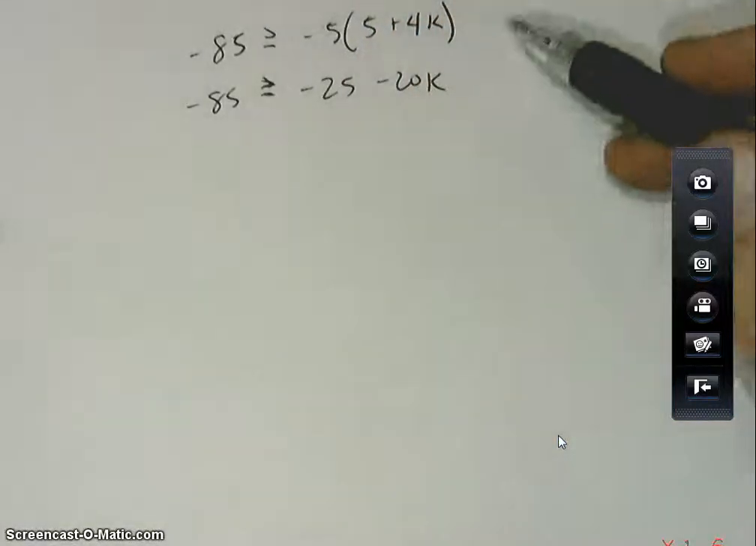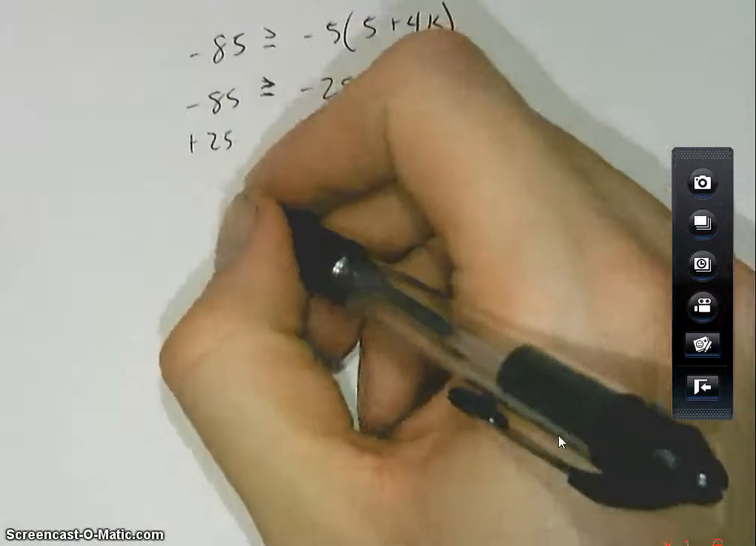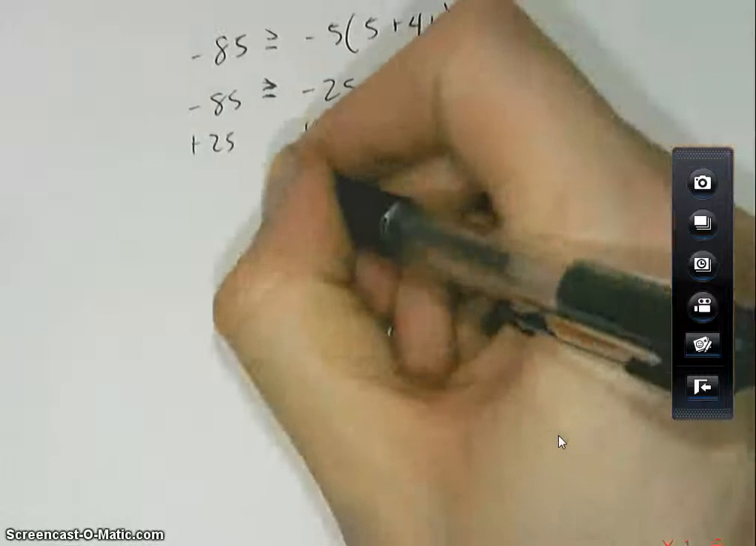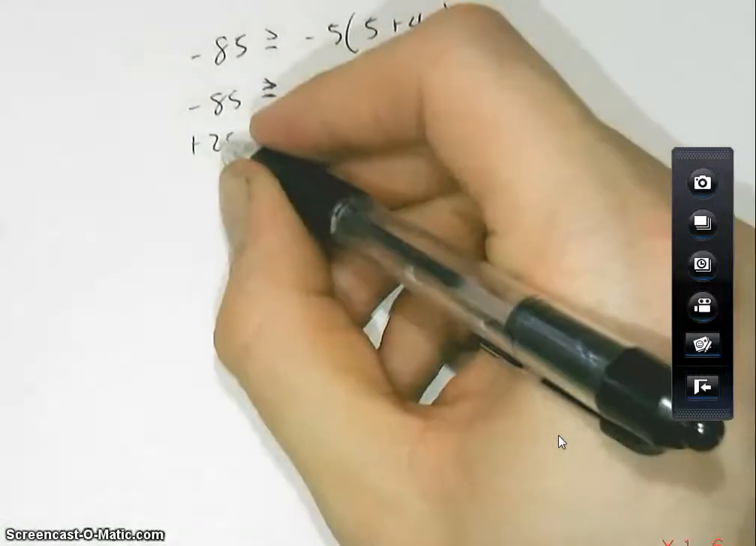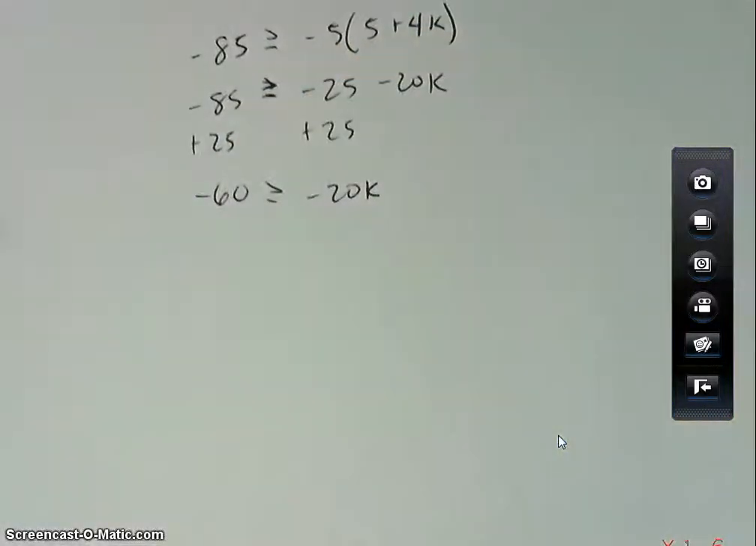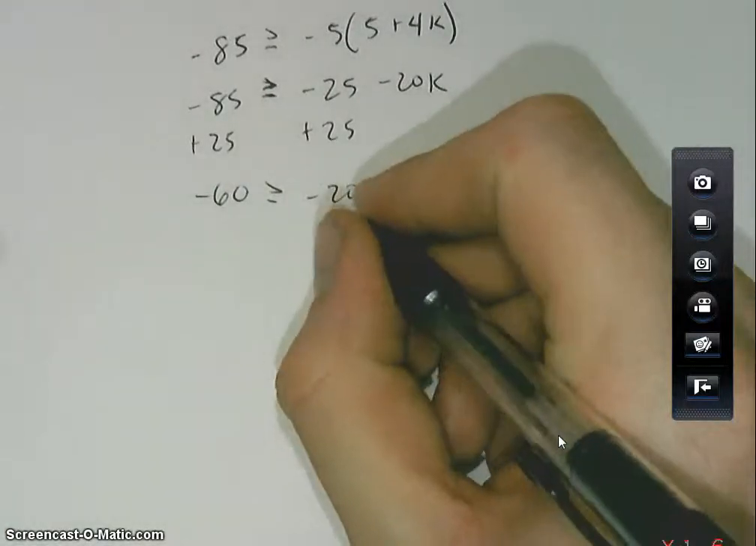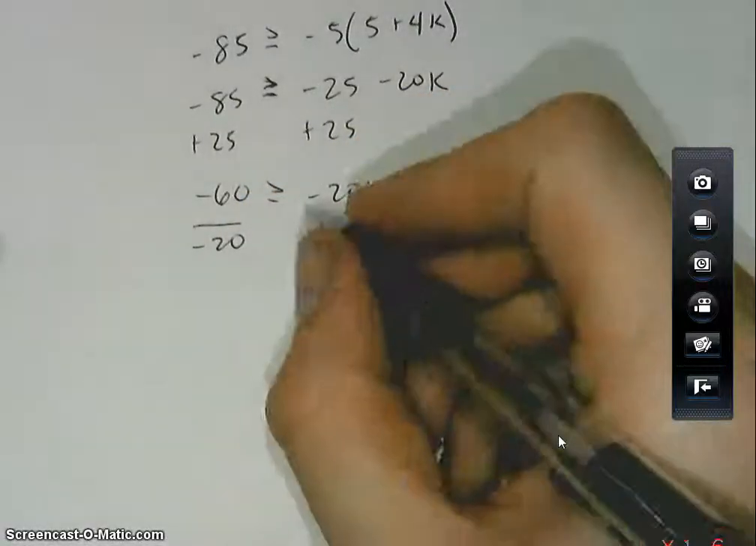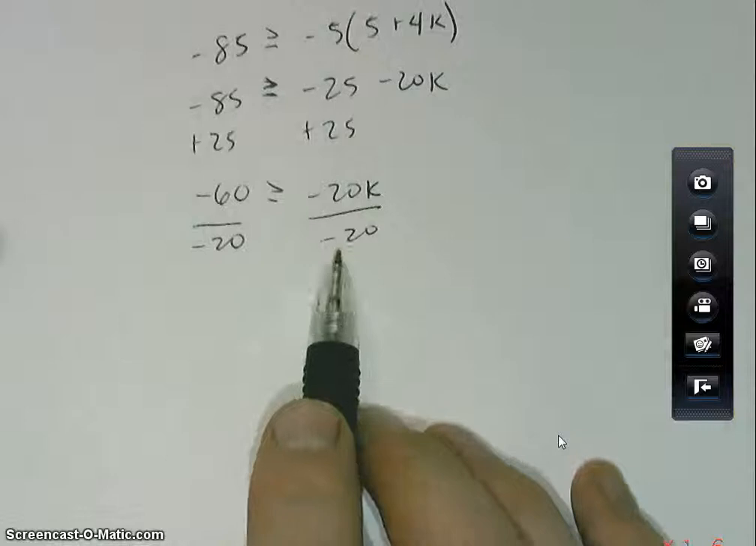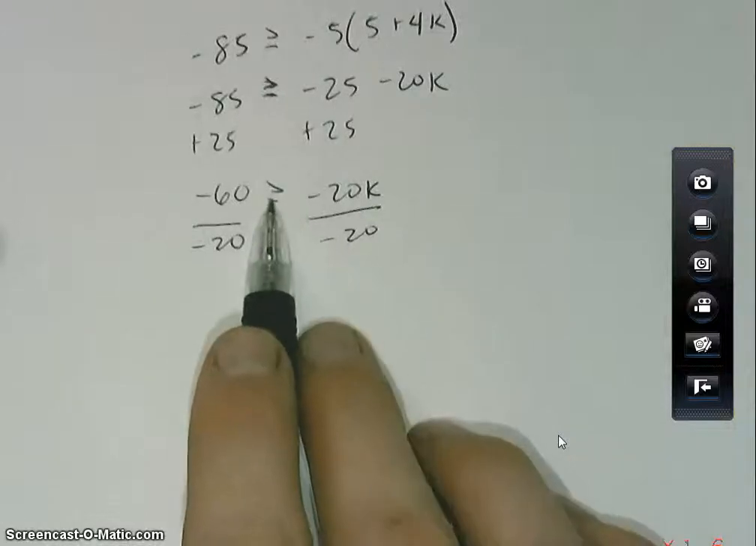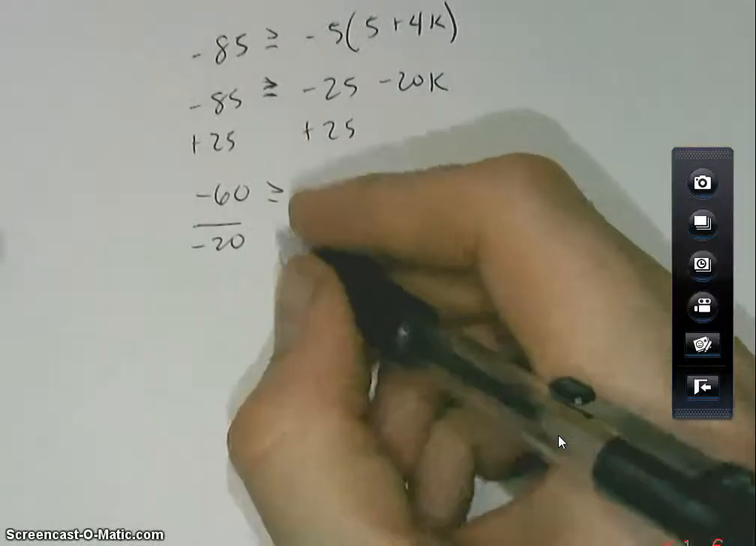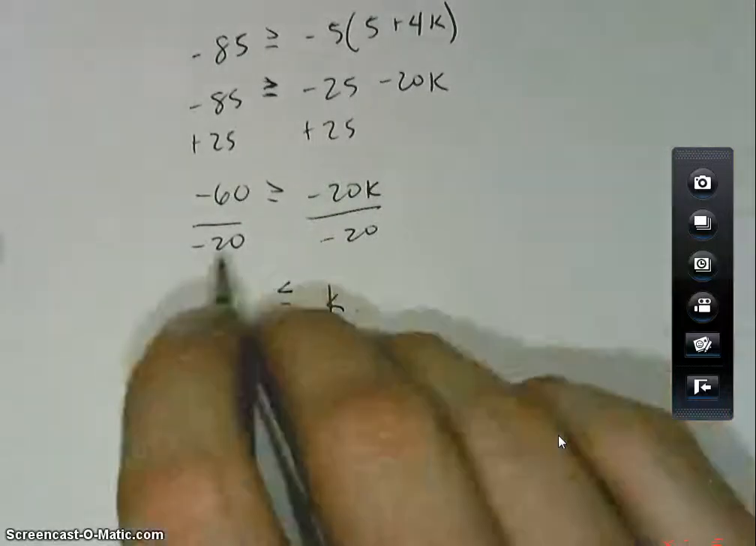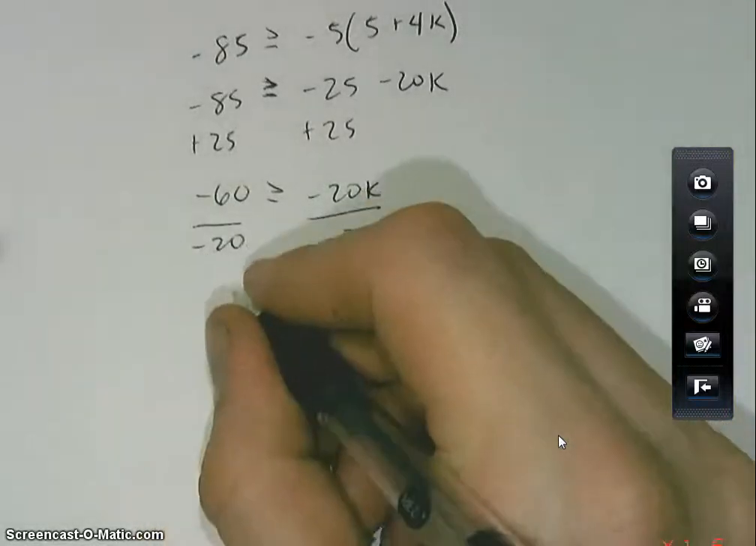From here, we want to get k by itself, so we add 25 to both sides. Okay, so over here we have negative 20k. Over here we have negative 85 plus 25, which is negative 60. And then from that point, we want to get k by itself again, so we divide by negative 20. When we divide by a negative, we have to switch the sign. So we have k here, we switch the sign, and then negative 60 divided by negative 20 is positive 3.